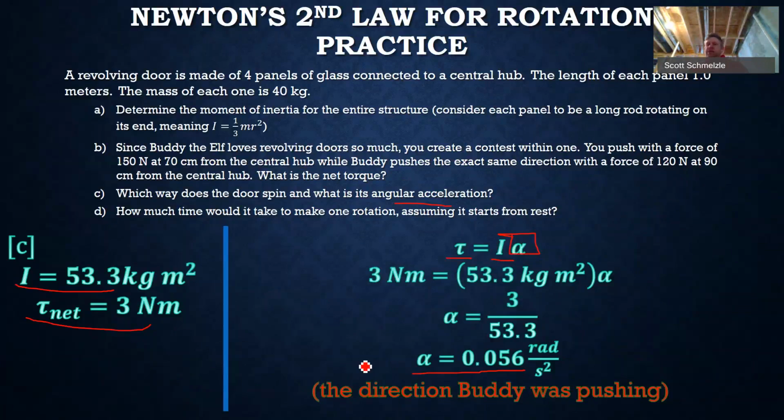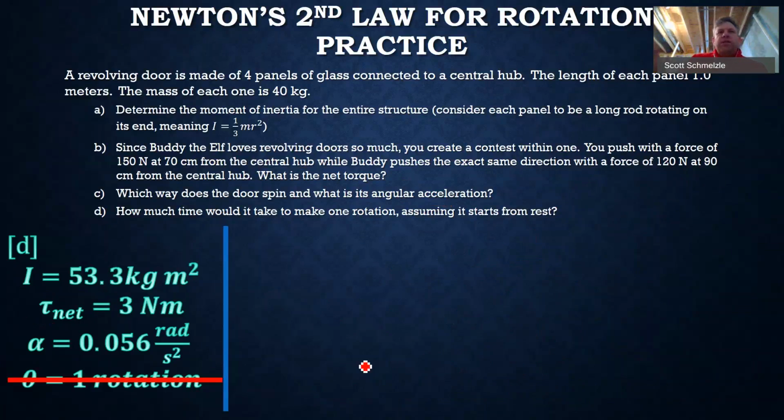Then here's an add-on just to make sure that you're getting good with rotational kinematics. Part D. How much time would it take to have Buddy make 1 revolution, assuming it starts from rest? From rest is a key term again. So I've got my moment of inertia. It's not going to help me for this one. I've got my torque net. Not going to help me for this one. I've got my angular acceleration. That's good. Now, I do have this 1 rotation, but I can't use rotations. So I have to use radians. So I just took the 1 rotation times the 2 pi.